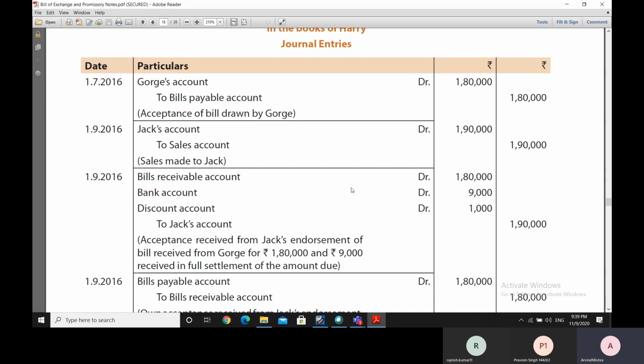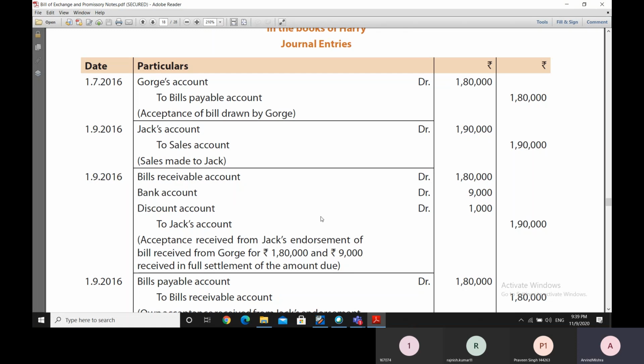Now what is happening is that there was a sale here. So Jack's account has been debited. So Jack has to make the payment because Jack's account has been debited for sales, and sales account has been credited. So Jack has to make the payment.